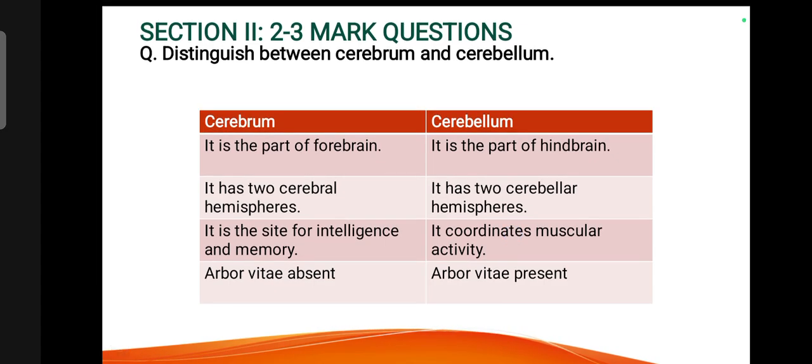Distinguish between cerebrum and cerebellum. The cerebrum is a part of the forebrain, the cerebellum is a part of the hindbrain. The cerebrum has two cerebral hemispheres, the cerebellum has two cerebellar hemispheres. The cerebrum is the site for intelligence and memory. The cerebellum controls and coordinates muscle activity. In the cerebrum, arbor vitae is absent. In the cerebellum, arbor vitae is present.